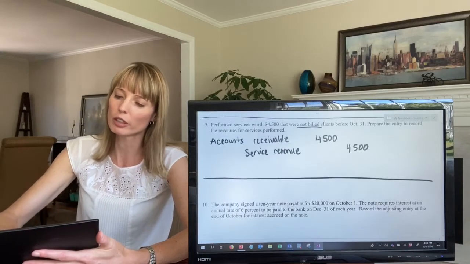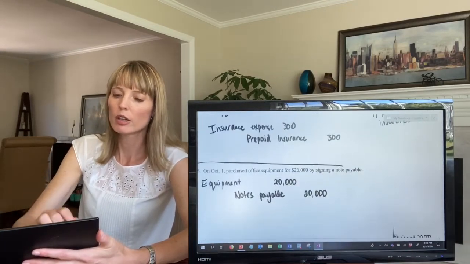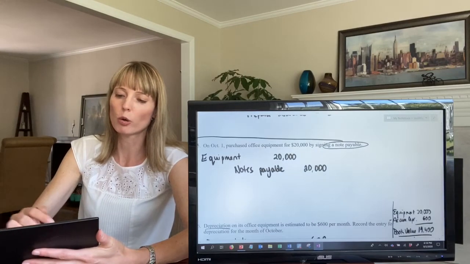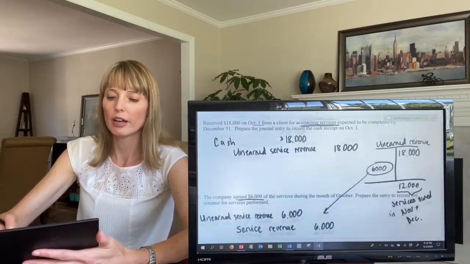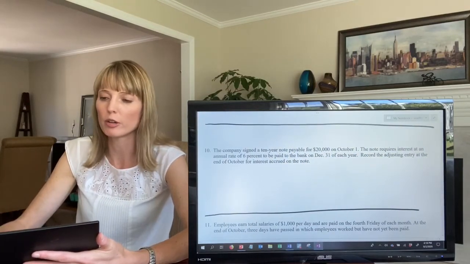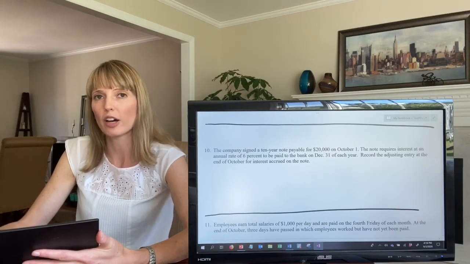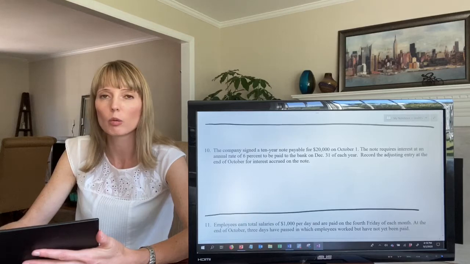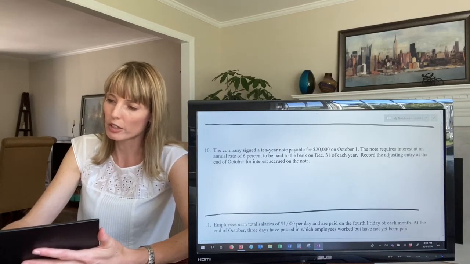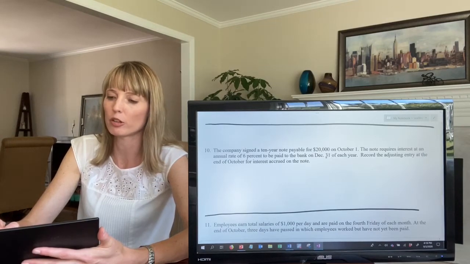Well, it's somewhat related to what we saw here. The company had purchased office equipment by signing a note payable. We recorded the note payable, and as time passes, interest has been accruing on that note. It's the end of the accounting period. We need to record the fact that we now owe 1 month's worth of interest. The note requires an annual interest rate of 6% to be paid on December 31st.